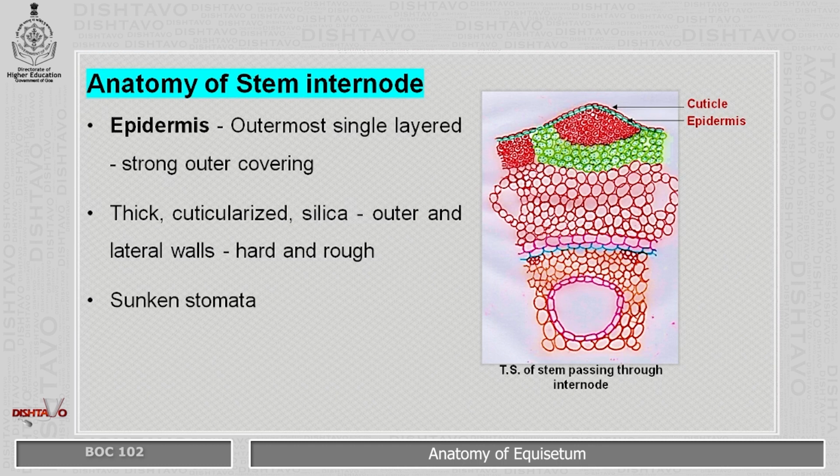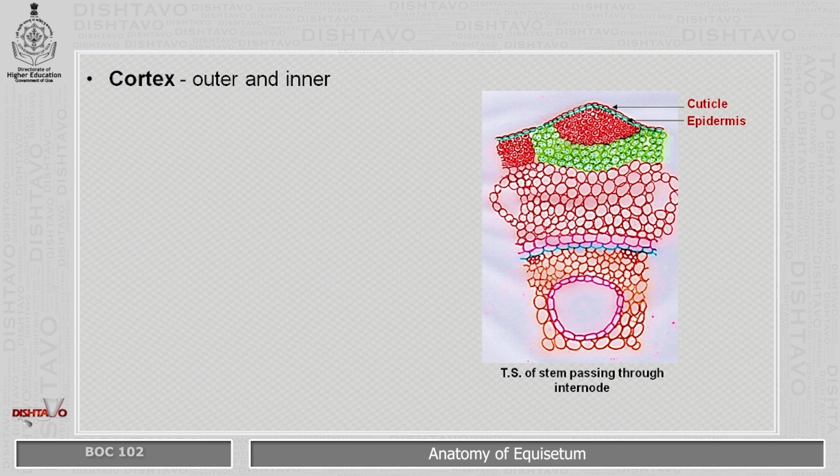The continuity of epidermis is interrupted by sunken stomata distributed only in the furrows between the ridges. A hypodermal sclerenchymatous zone is present below each ridge, which may extend up to stele in case of Equisetum giganteum. Below the epidermis, a well-developed cortex is present. Cortex is differentiated into outer and inner regions.